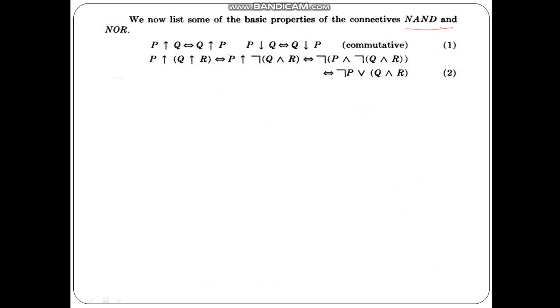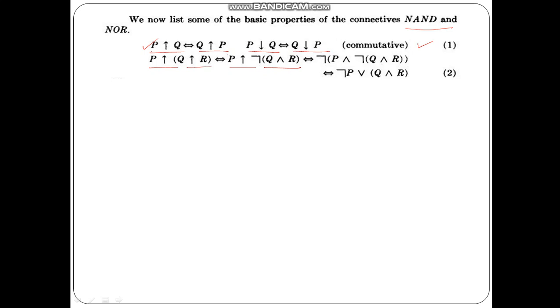So let us move ahead and discuss some basic properties of the NAND and NOR gates. The NAND gate is commutative, as well as the NOR gate. So P NAND Q is equal to Q NAND P, and P NOR Q is equal to Q NOR P, that is, it is commutative. The second thing is that P NAND Q NAND R is equal to P NAND not of Q and R.